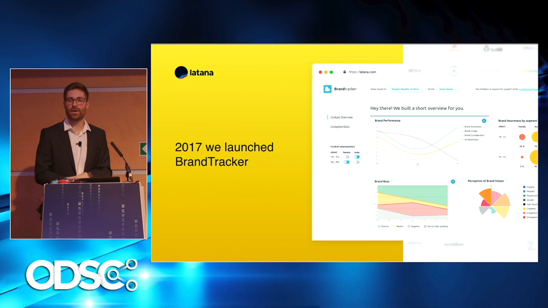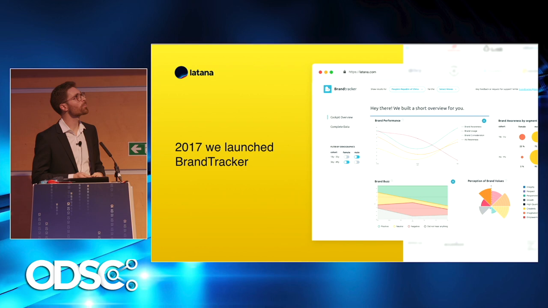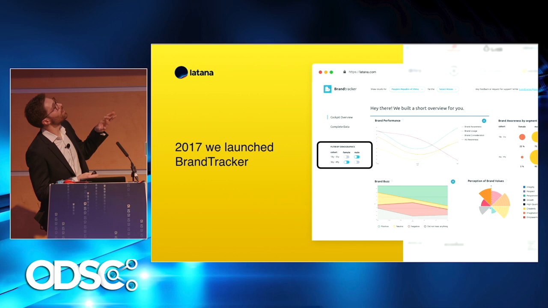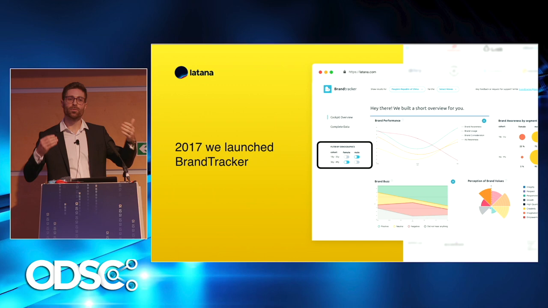So when other market research companies take 1 or 2 months to do the surveys, we can do it in a day or 2 days. But if you really look at the dashboard, you see this thing at the side, a kind of filter for demographic groups. Basically the only thing you can do is compare females versus males, young versus old people.